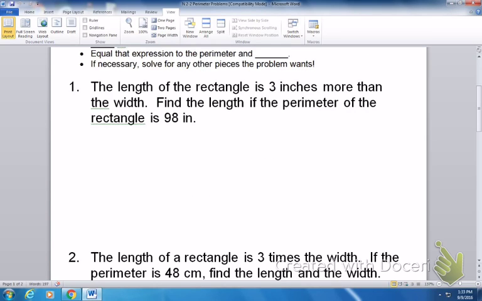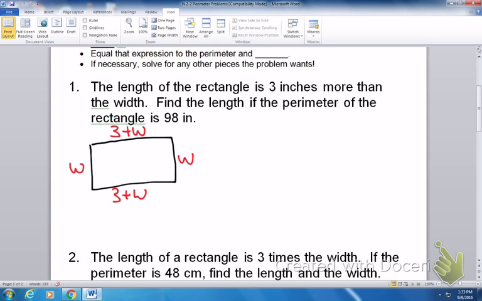Number 1, it says the length of a rectangle. Before I do anything else, I'm going to draw a rectangle, because that's what we're talking about. If you don't draw the pictures, you're going to miss it. So the length of a rectangle is 3 inches more than the width. So when we have the width, W, the length is going to be 3 inches more, which means we add. So I'm going to have 3 plus W. But if one length is 3 plus W, the other one is also. They say find the length if the perimeter of the rectangle is 98 inches.